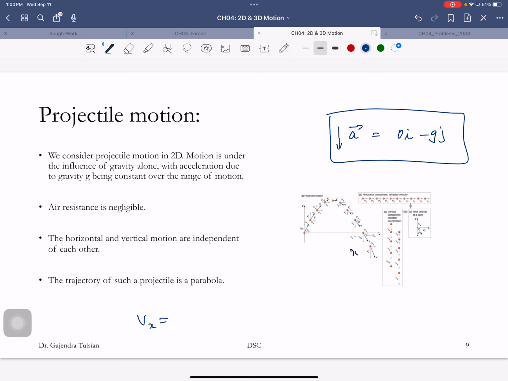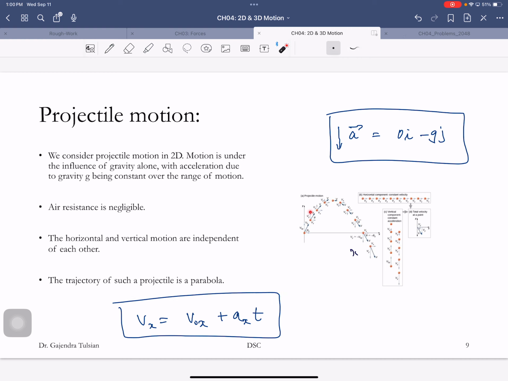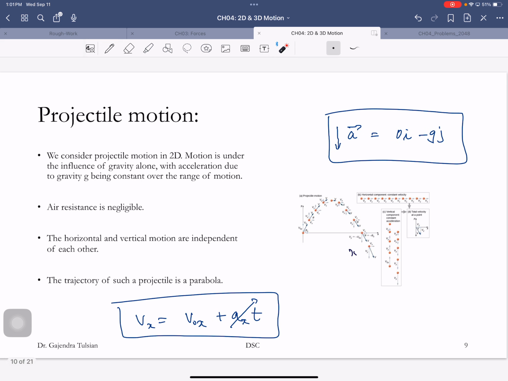Here's an equation that you saw last time. What does this say? This tells you the final velocity. The x component of the final velocity is the initial x component of the velocity plus the x component of the acceleration times time. Well, for this, what is the x component of the acceleration? It's 0. So you see, the x component of the velocity does not change. When you throw a ball up, the x component of the velocity remains constant.